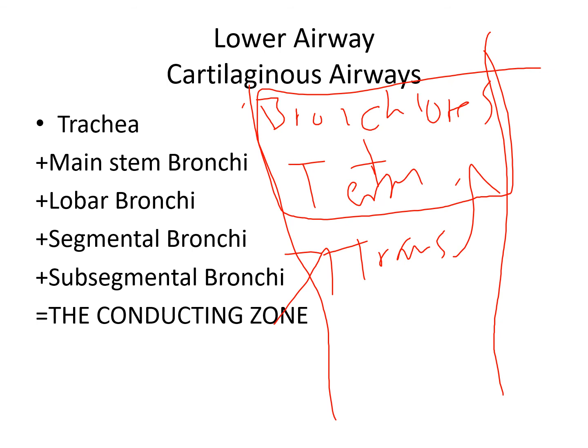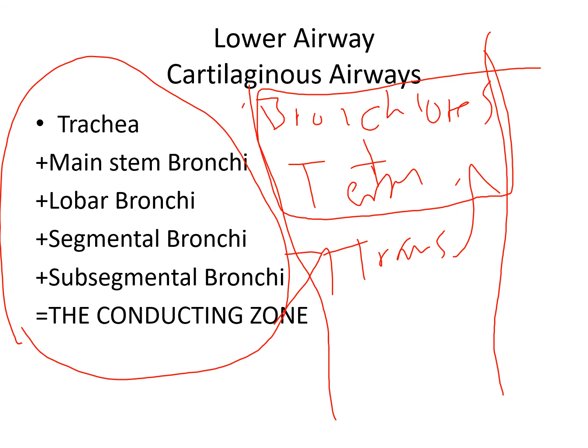So they're non-cartilaginous, but they're part of the conducting zone. You should know what's cartilaginous in the conducting zone and what's non-cartilaginous. I hope that makes sense. The conducting zone has both cartilaginous and non-cartilaginous airways. Which ones are cartilaginous? Trachea, mainstem, lobar, segmental, subsegmental. Which ones are non-cartilaginous? The bronchioles and the terminal bronchioles.